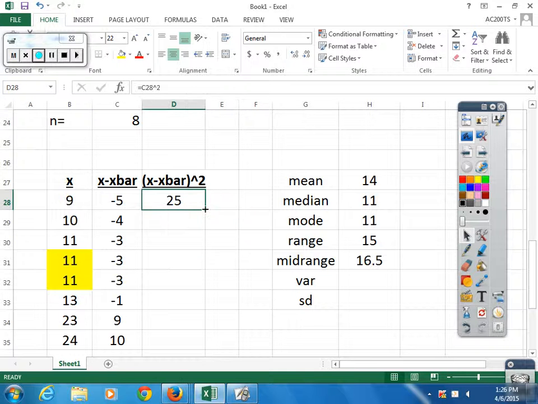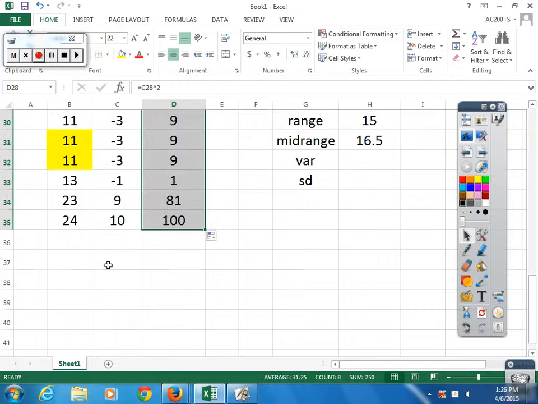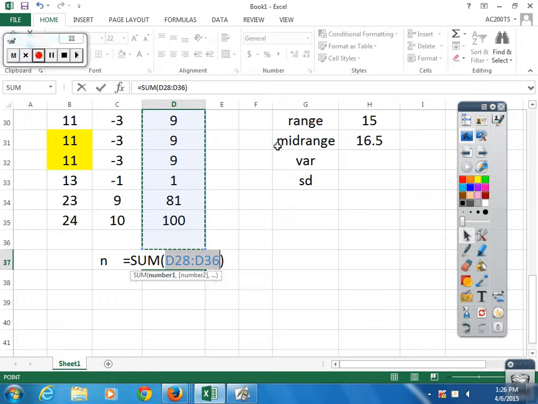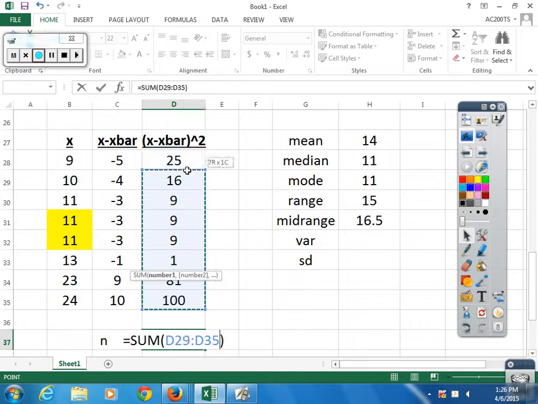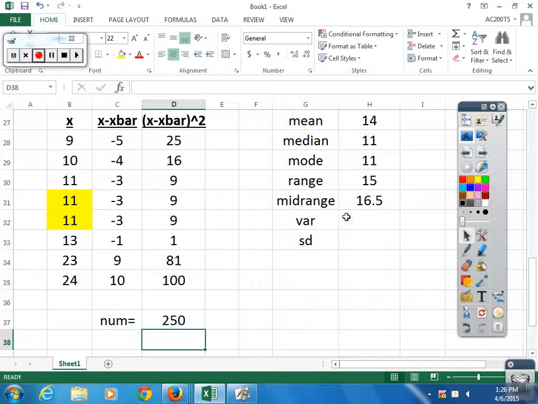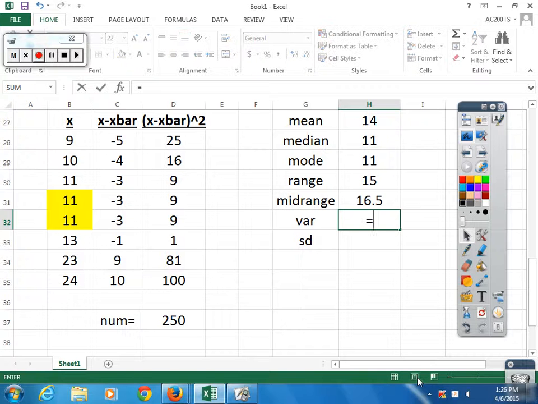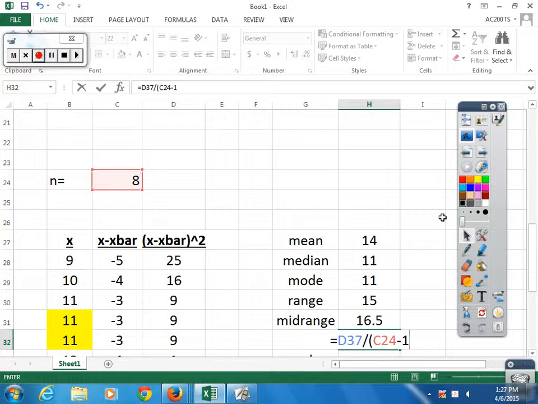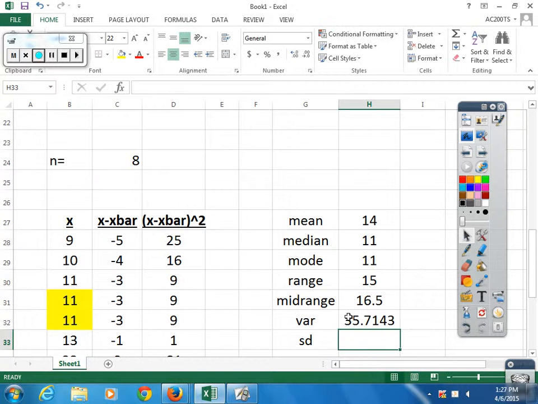And then what do we do with all those numbers? Add them together, and that's your numerator. And the numerator is 250. Now the variance is going to be equal to that number divided by 8 minus 1. And then the standard deviation is equal to that number raised to the 0.5 power.